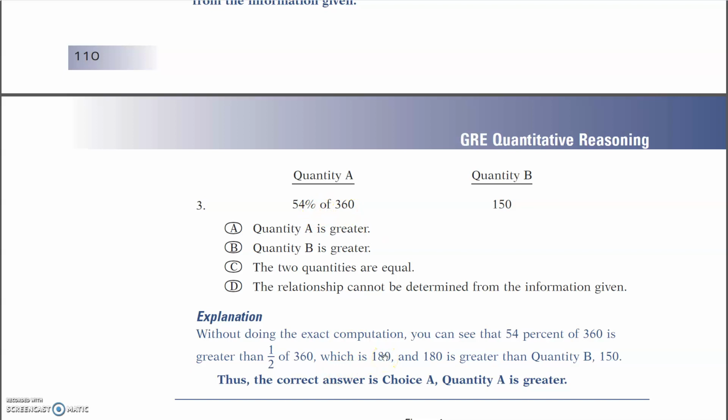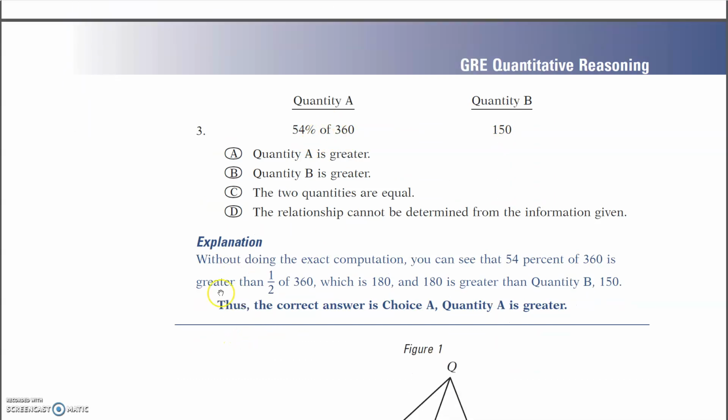Try it. Please solve it. Pause this video and solve it. That will be 180. And 180 is greater than 150. So this one is 180 and this is 150. So that means A is greater. So you pick A.